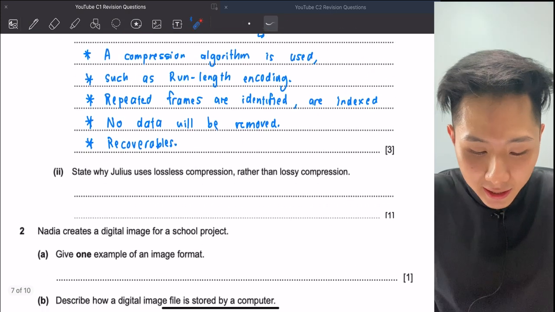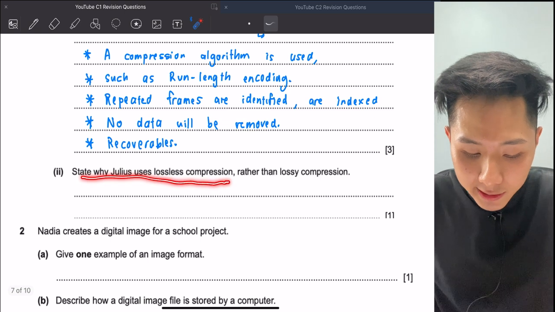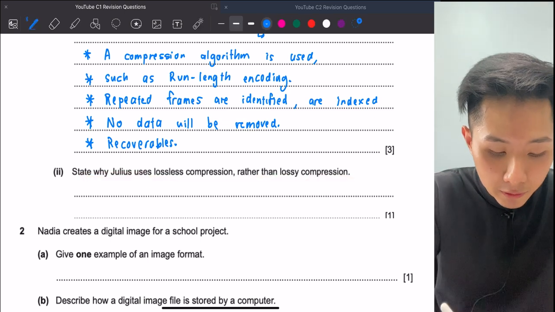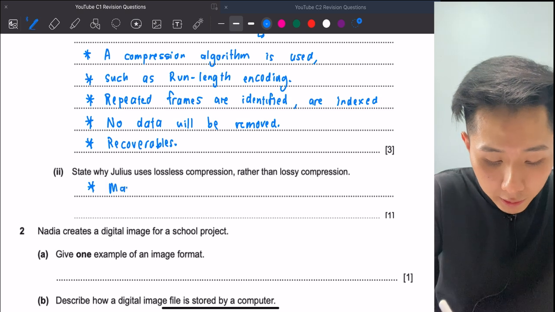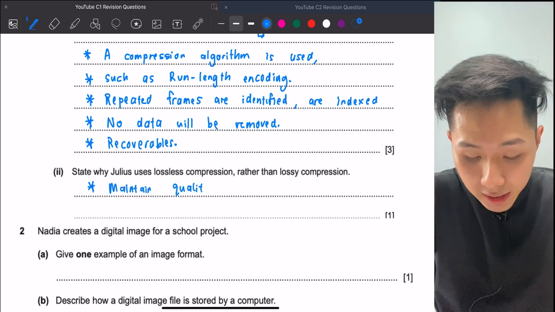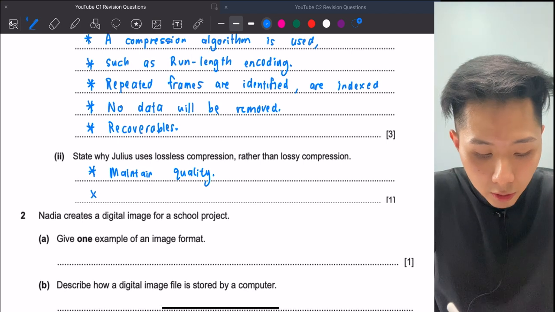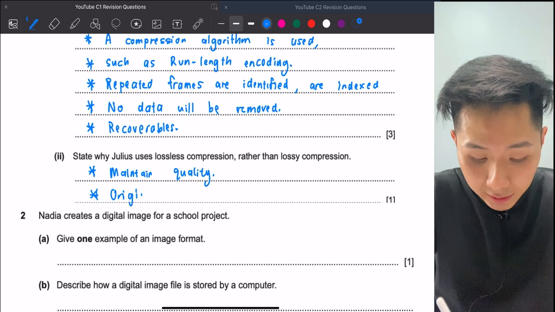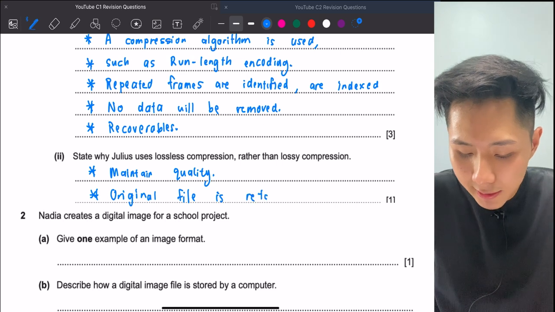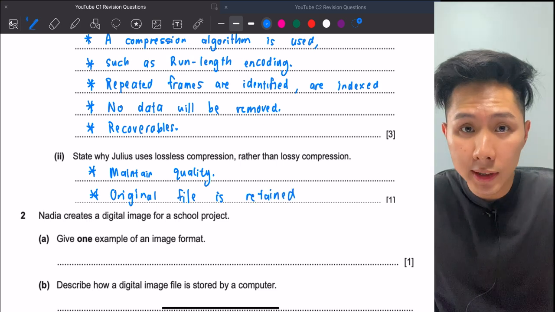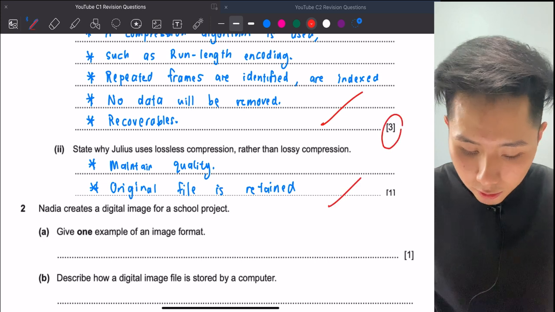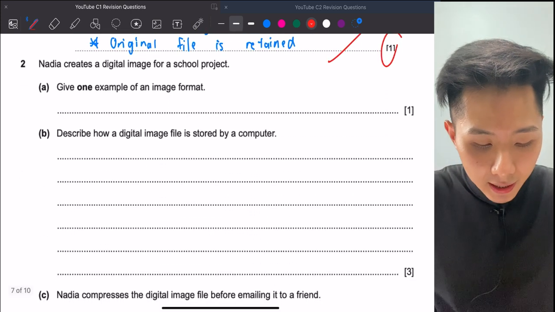Okay, so the next question states, why does Julius use lossless rather than lossy compression. A few points: you can maintain quality because no important data is removed. The original file is retained, and so on and so forth. As long as the answer is logical here, I believe you still get the mark. And that's how I mark it. 3 marks, 1 mark. Okay, the next question.